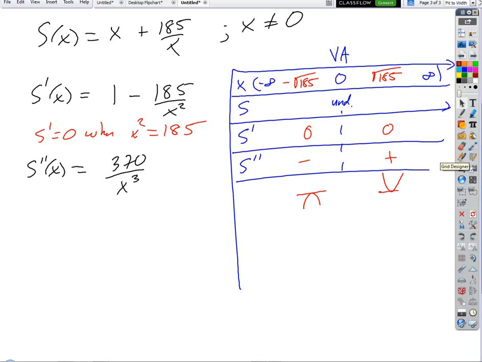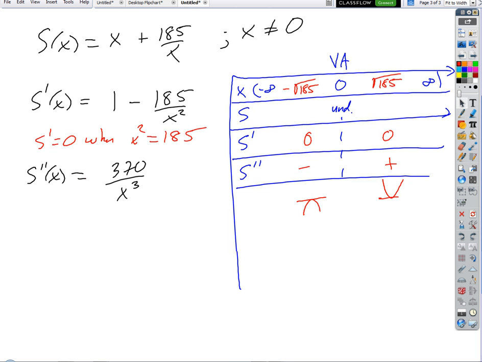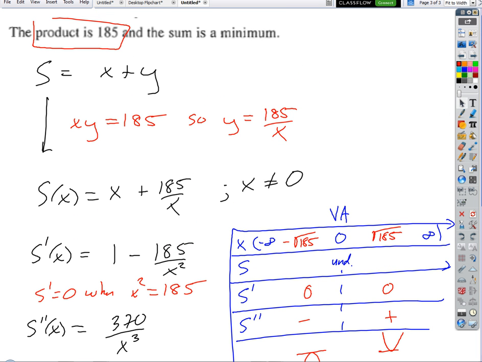And so then we're not looking for the value of the sum, we want the y value, don't we? So where do we go? Back to the original equation, back to our substitution equation. And so what's y gonna be? What's 185 over the square root of 185? That's like 185 to the 1 divided by 185 to the 1/2. To the what? Square root of 185, isn't it?